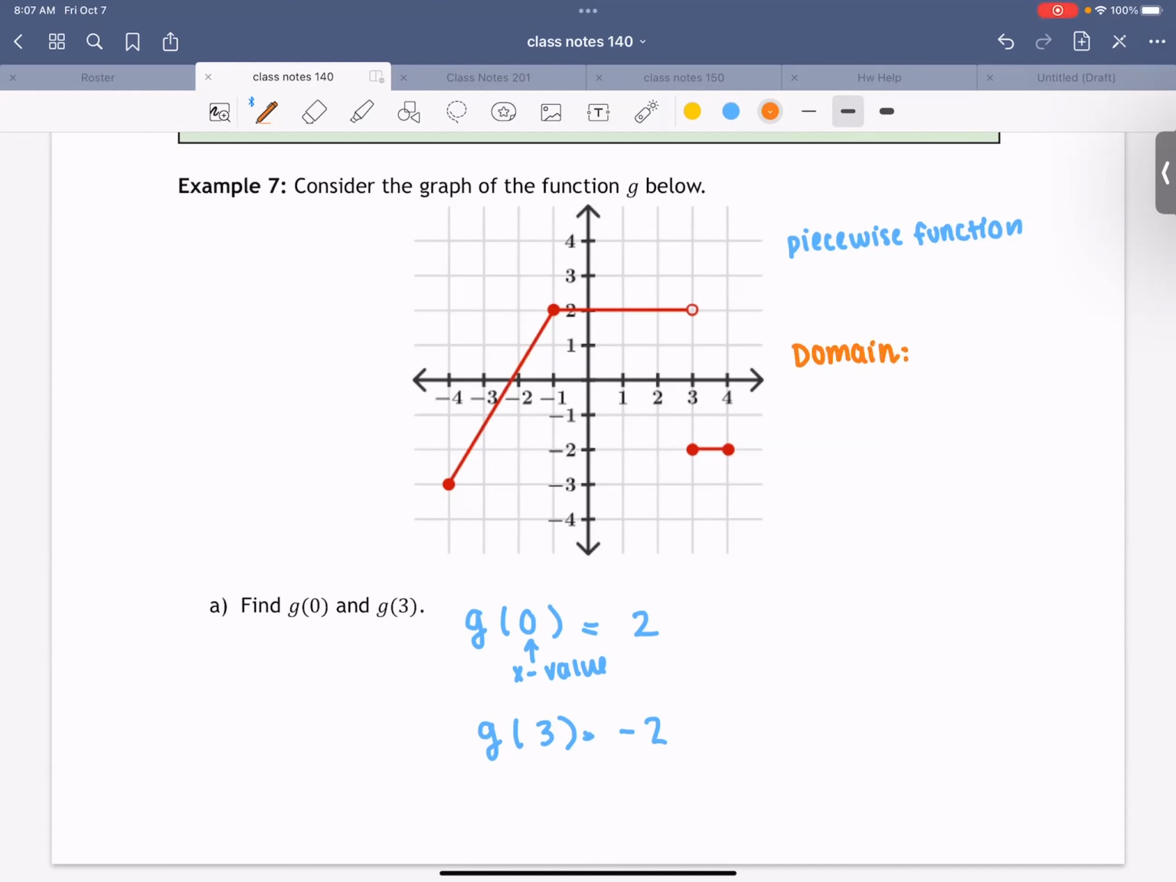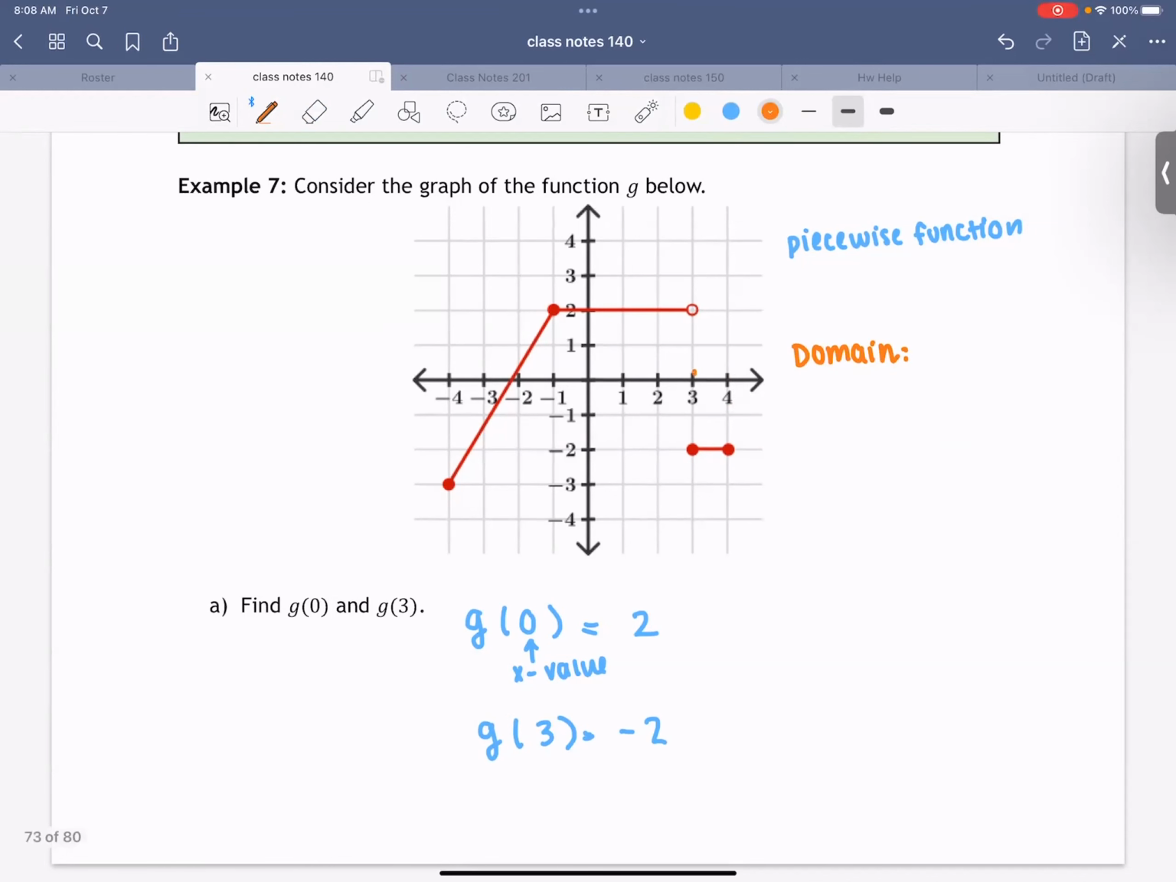Okay. Remember, the domain is all the x values where the function exists, okay? Looking at this graph, can someone tell me any x values that might not work for the graph? 4, let's see. Well, at x equals 4, does the function exist? Yeah, the function does exist there. Any other ideas?